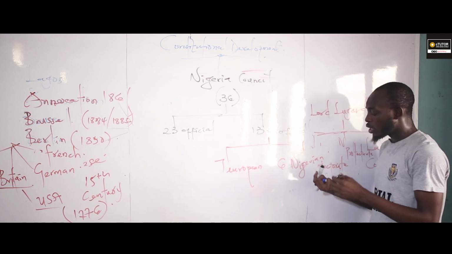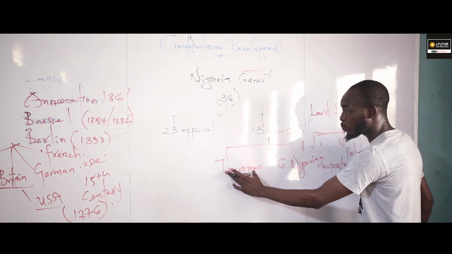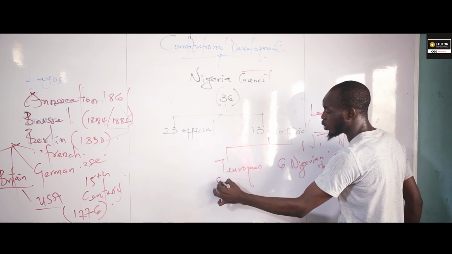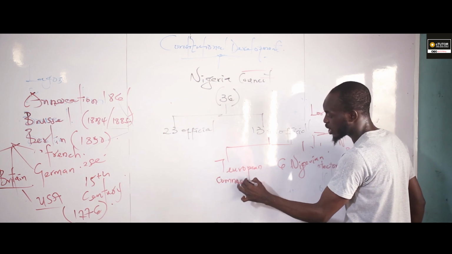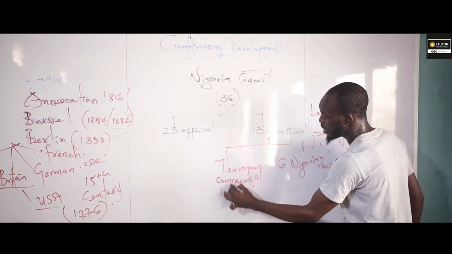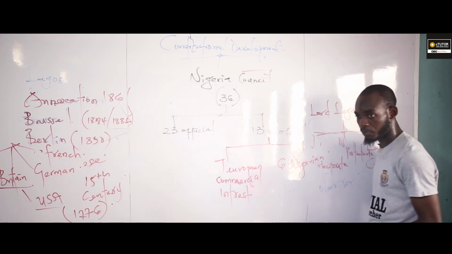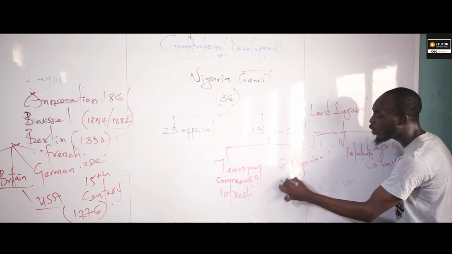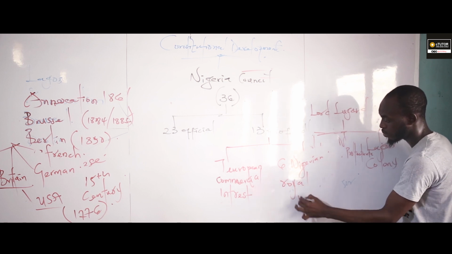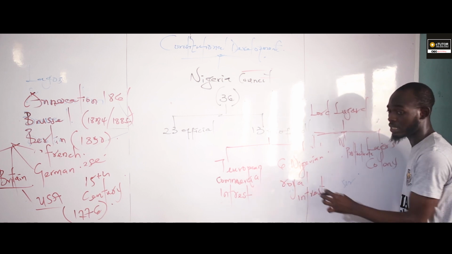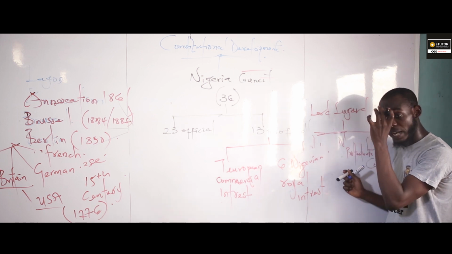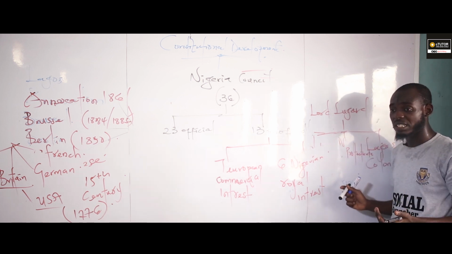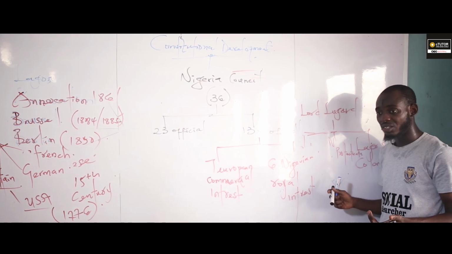Do you understand now? So based on that, we have 7 Europeans representing various commercial interests, whilst the 6 Nigerians represent royal interest. Now, these 6 Nigerians that we are talking about were less educated. Do you understand now?